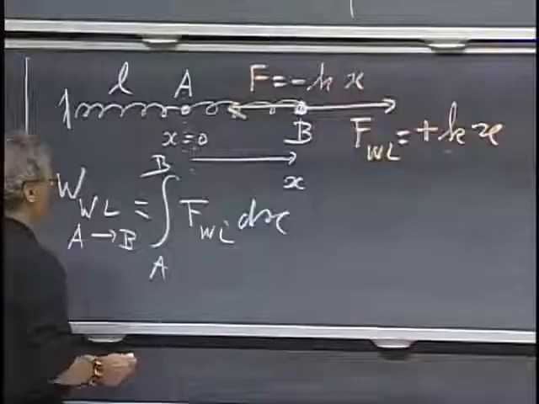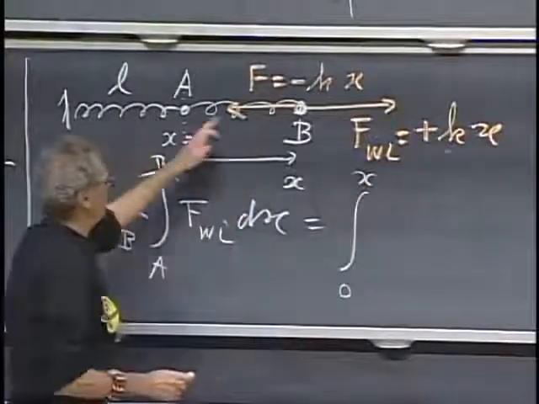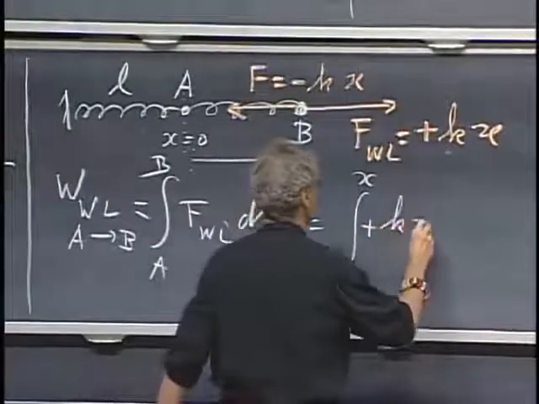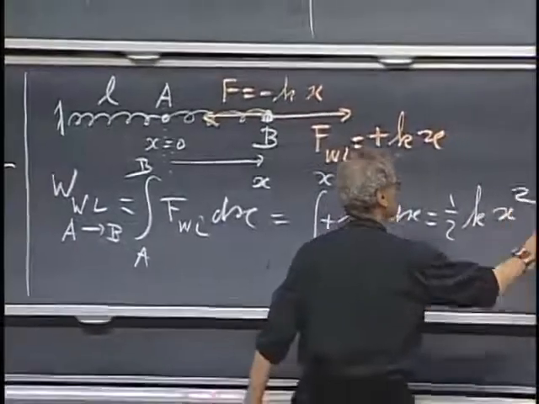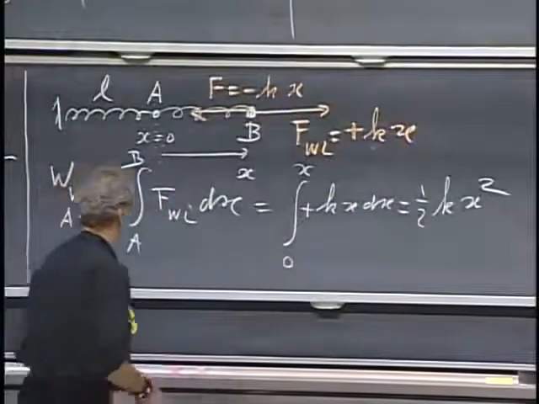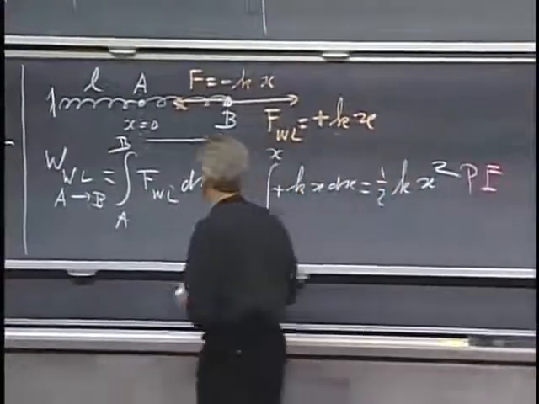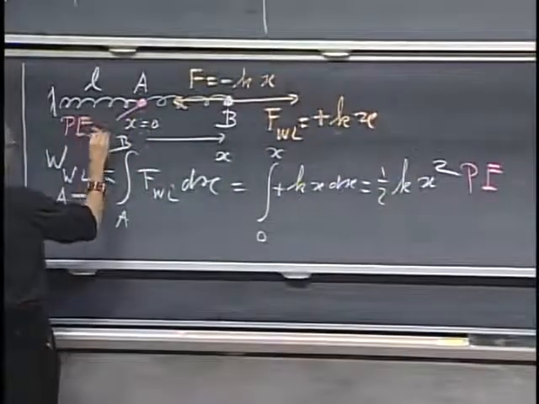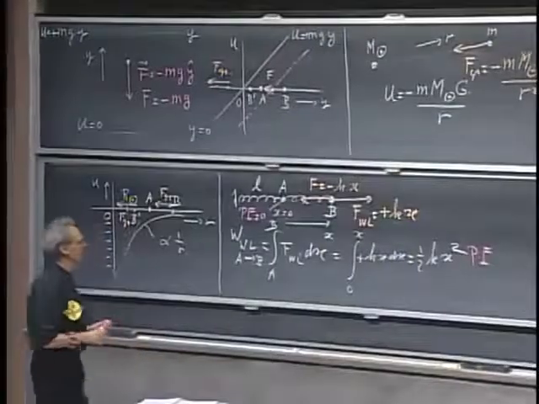I move it in this direction. So that becomes the integral going from 0 to a position x of plus kx dx, and that is 1/2 kx squared. And this is what we call the potential energy of the spring. This means that at x equals 0, we define potential energy to be 0. You don't have to do that, but it would be ridiculous to do it any other way.